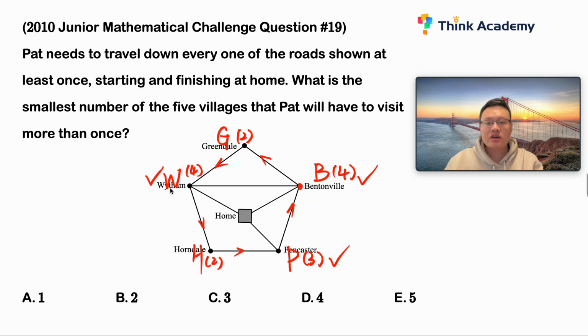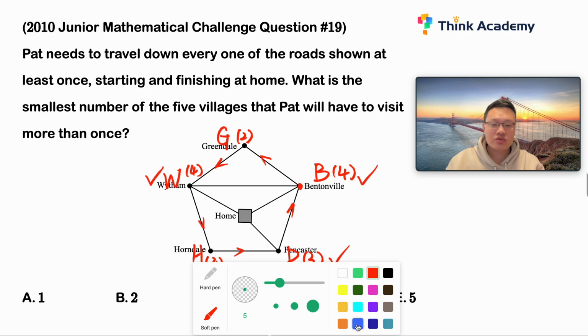And you just count this place W, this place B, and place P. There'll be 3 places you're going to travel by more than once. So we choose C over here. And of course, we can draw that.